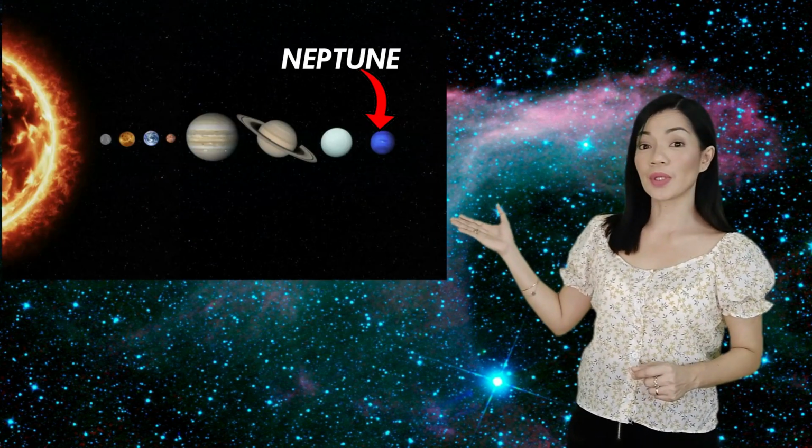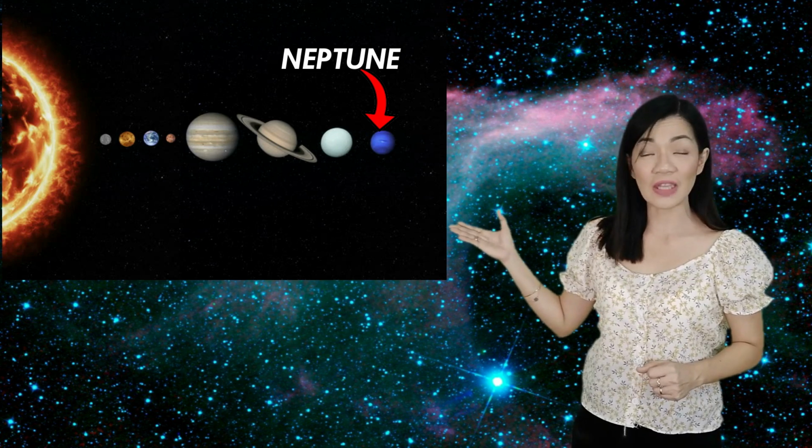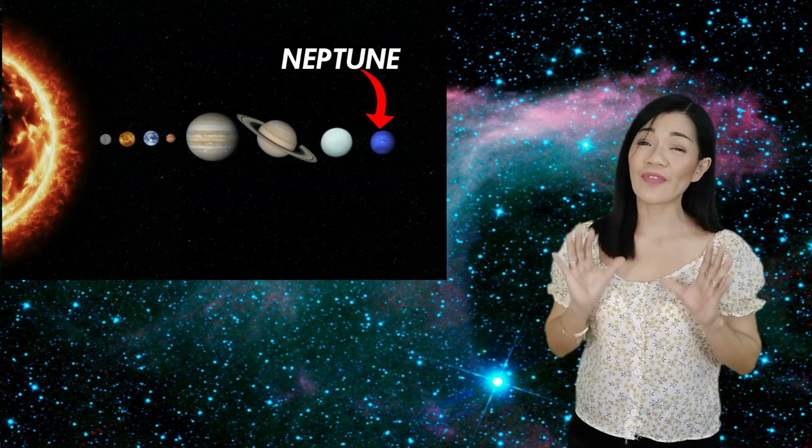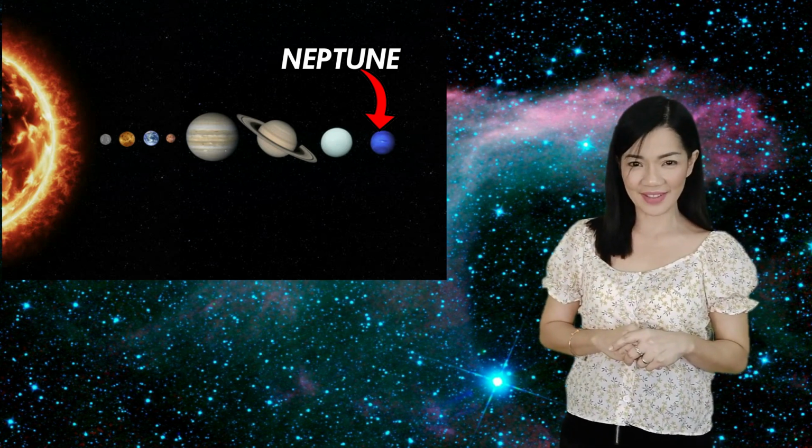Here is Neptune, the farthest planet from the Sun. It is the coldest planet as it is very far from the Sun. Its time to rotate around the Sun is also the longest. Imagine, it takes 165 years to rotate around the sun.